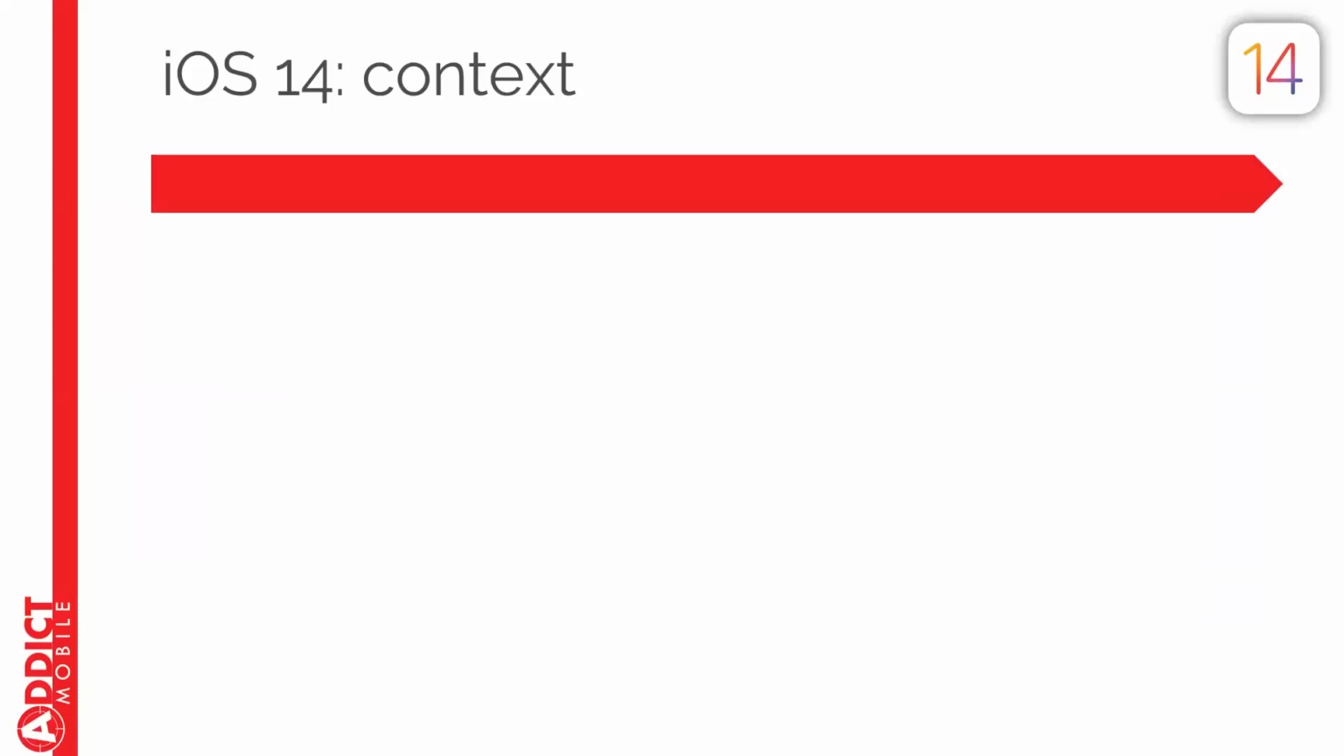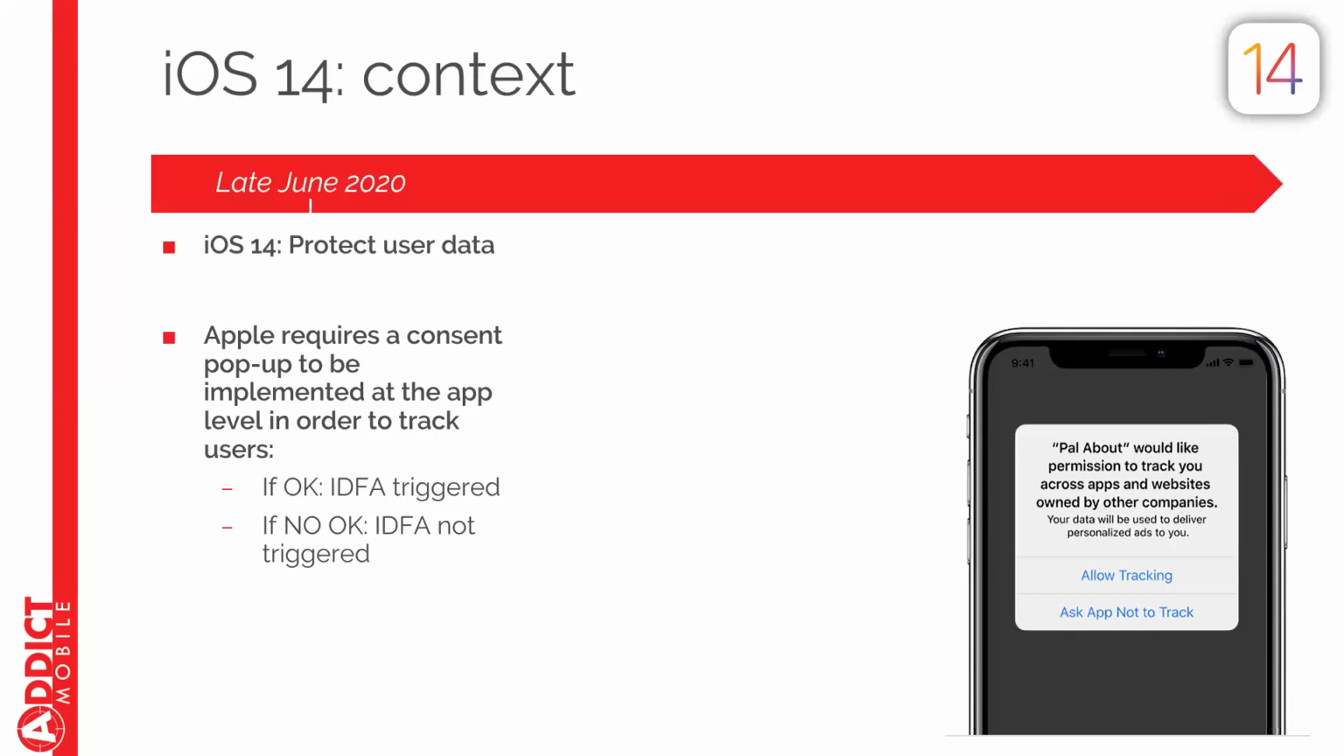So iOS 14. Apple in late June 2020, in the conference, mentioned the importance of protecting user data, and what they want to do with iOS 14 is require a consent pop-up to be implemented at the app level in order to track users, meaning that if you want to track users and know where they come from, you would need to have their consent on your app. Okay, so that's the quick illustration that Apple gave us. The users need to allow tracking in order to be able to track them. If not, the IDFA won't be triggered, and we talk about the IDFA right after.